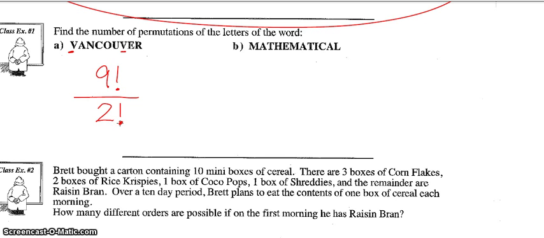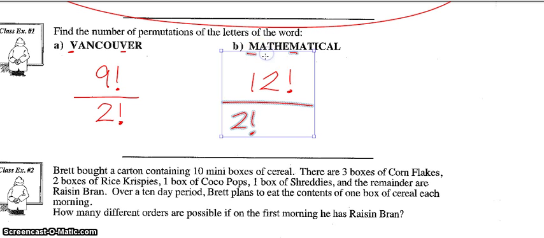Next one, mathematical. Let's count. 1, 2, 3, 4, 5, 6, 7, 8, 9, 10, 11, 12. There are 12 letters. So if they're all unique, distinct letters, the answer will be 12 factorial. But it is not. It has two M's. What do we do? Divide by 2 factorial. And it has three A's. 1, 2, 3.